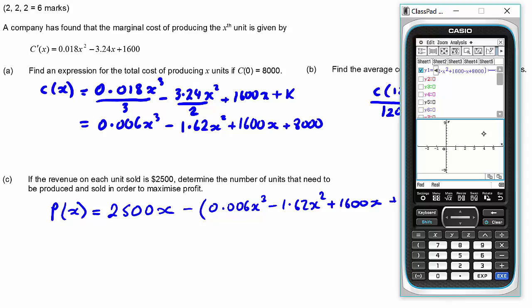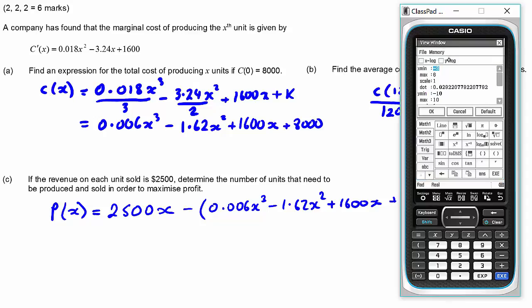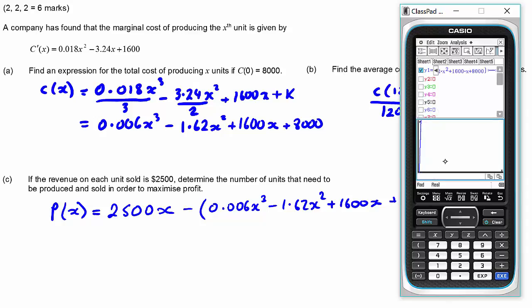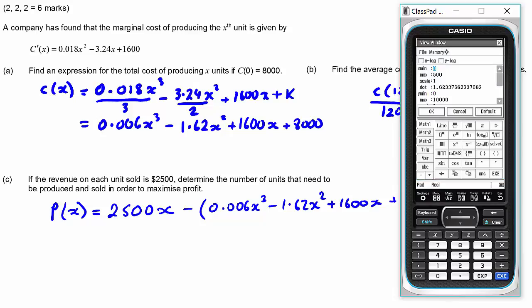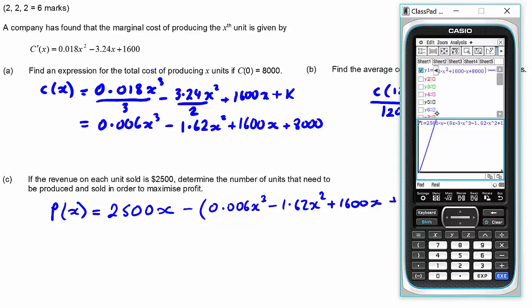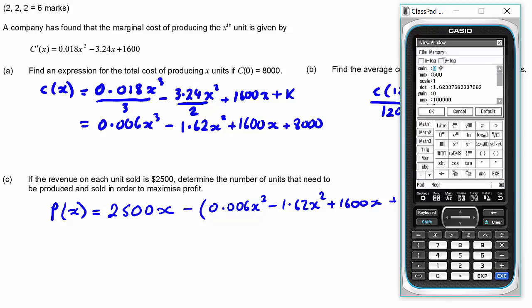And we're not seeing anything at the moment. That's probably because we need to change this quite a bit. So let's take x from 0 to 500 or something. And then y, let's go from 0 to 10,000 and see if we see anything. It's still going up, so we've not got the maximum in there. So let's make that 100,000, see what happens there. We've got a bit more, so let's make that 1,000,000.